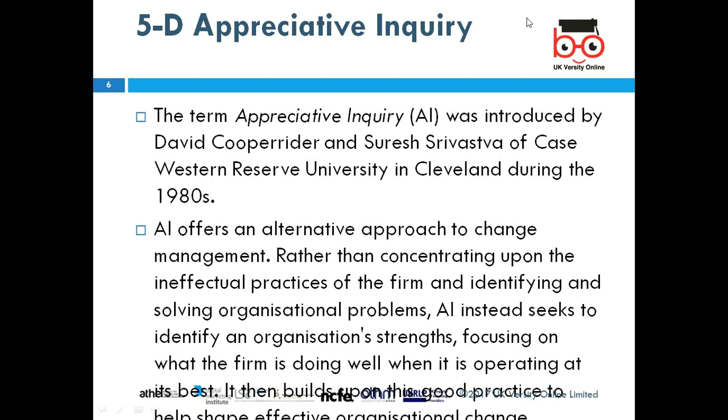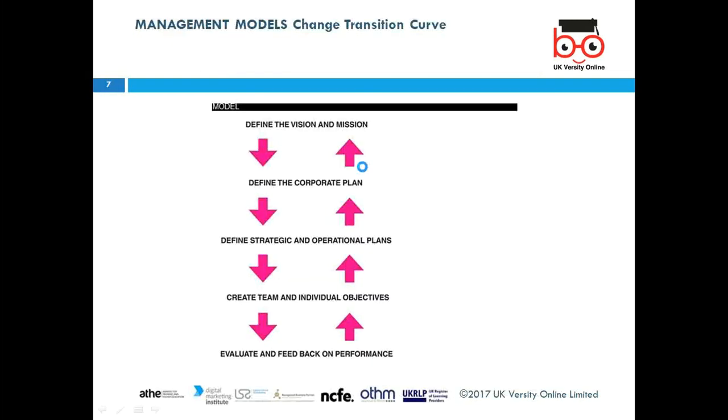Maybe we need to focus on changing the job description now. So if we change the job description, we can maybe retain the people. So that's sometimes a problem in our organization. Then next we're looking at the change management model, the transition curve.